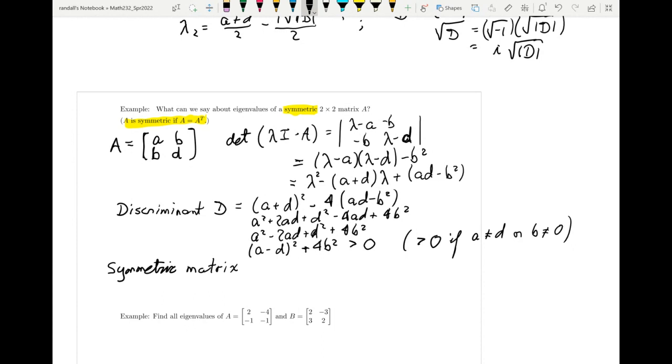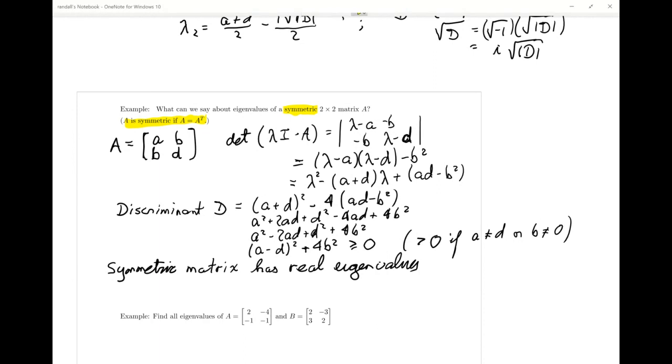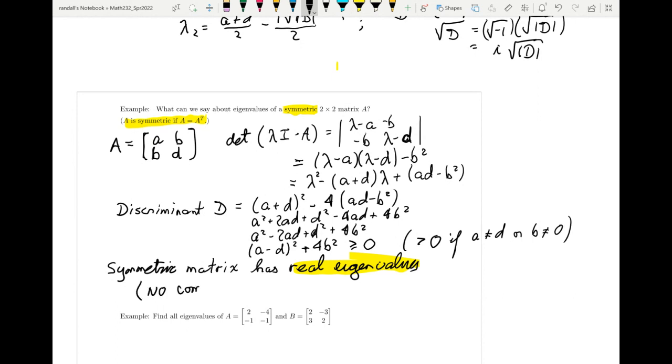So the symmetric matrix has real eigenvalues. Well, I should just say the discriminant is bigger than or equal to 0, so real eigenvalues, and they could be the same, though. That's the case when the discriminant is 0. So the symmetric matrix has real eigenvalues, and the complex case doesn't happen here. This is what we're emphasizing: no complex eigenvalues.